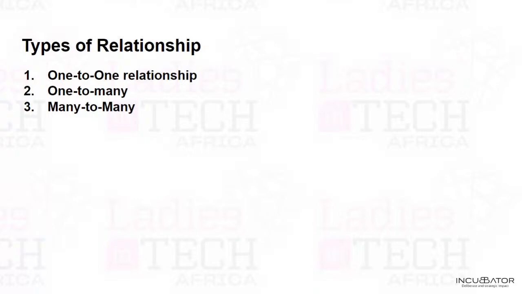Now, types of relationship. Basically, in a relational database, we have one-to-one relationship, one-to-many, and many-to-many. In a practical class, we'll be able to explain what each of them means with the whole relationship thing. Let me just explain some of them randomly.